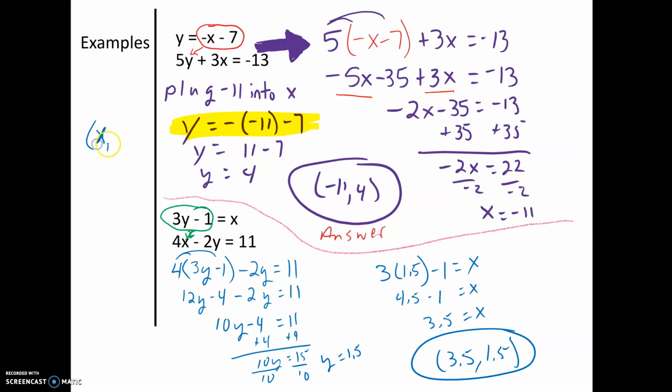X is always first in the point. Y is always second, alphabetical order. It's okay to get decimals. I'll be honest with you, we don't give you decimals a bunch, but I wanted you to see a decimal answer because that's important.